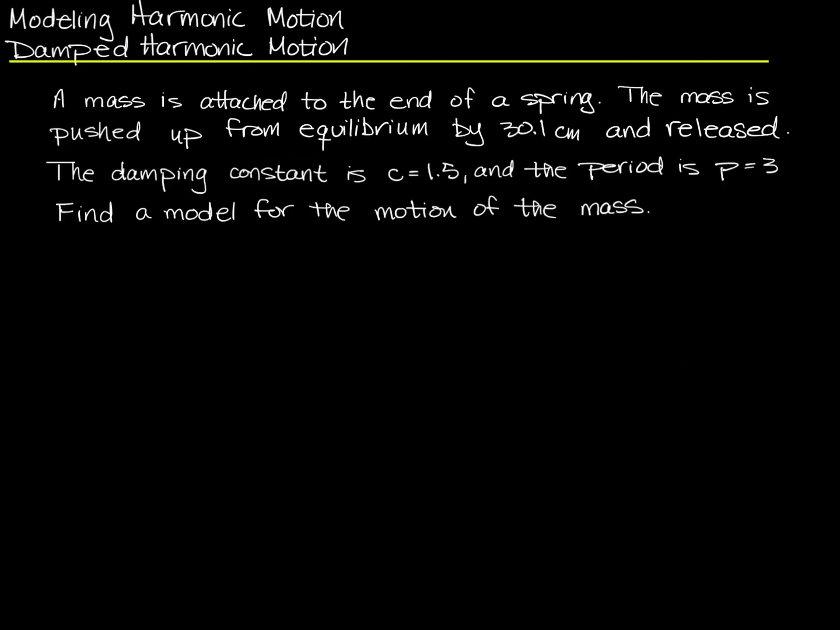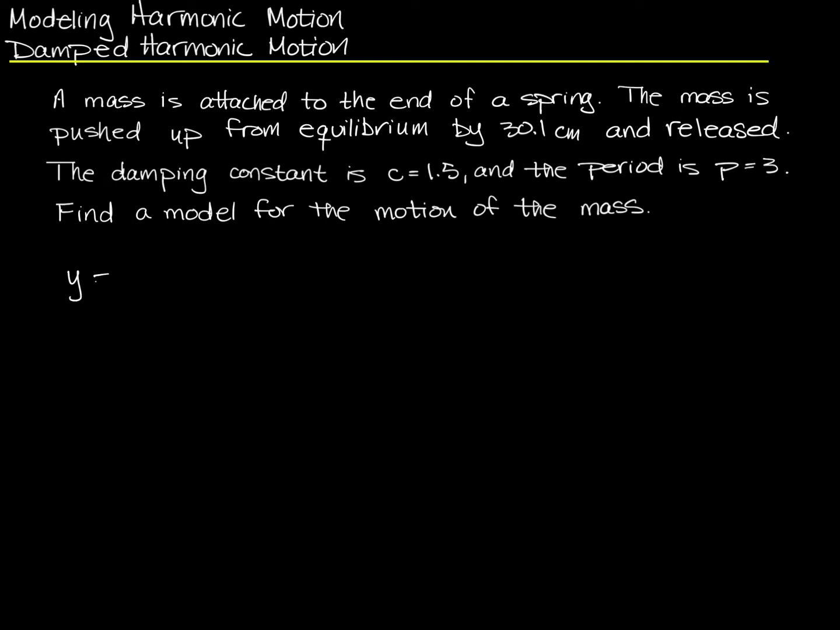All right, here's our problem. A mass is attached to the end of a spring. The mass is pushed up from equilibrium by 30.1 centimeters and released. The damping constant is c equals 1.5, and the period is p equals 3. Find a model for the motion of the mass.